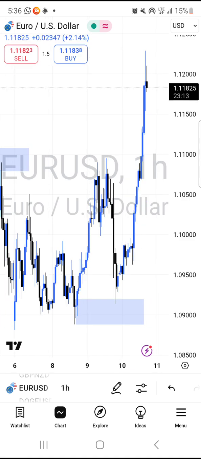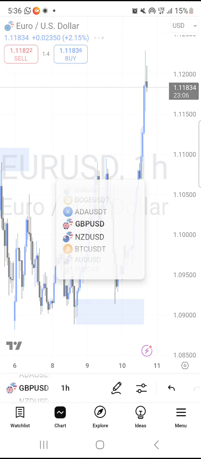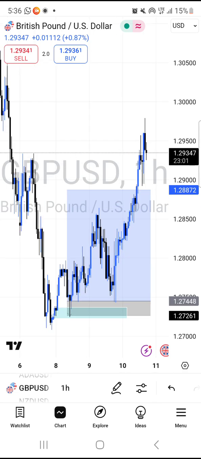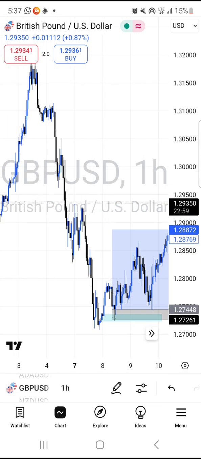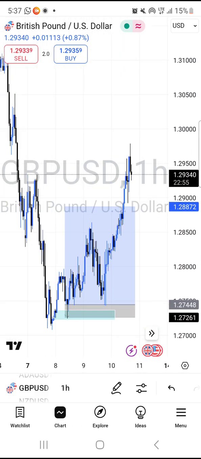So you see the market came and tapped in nicely and moved up to the upside. Let's check GBPUSD. Yeah, same thing. This buy that I marked out printed. So this is basic.